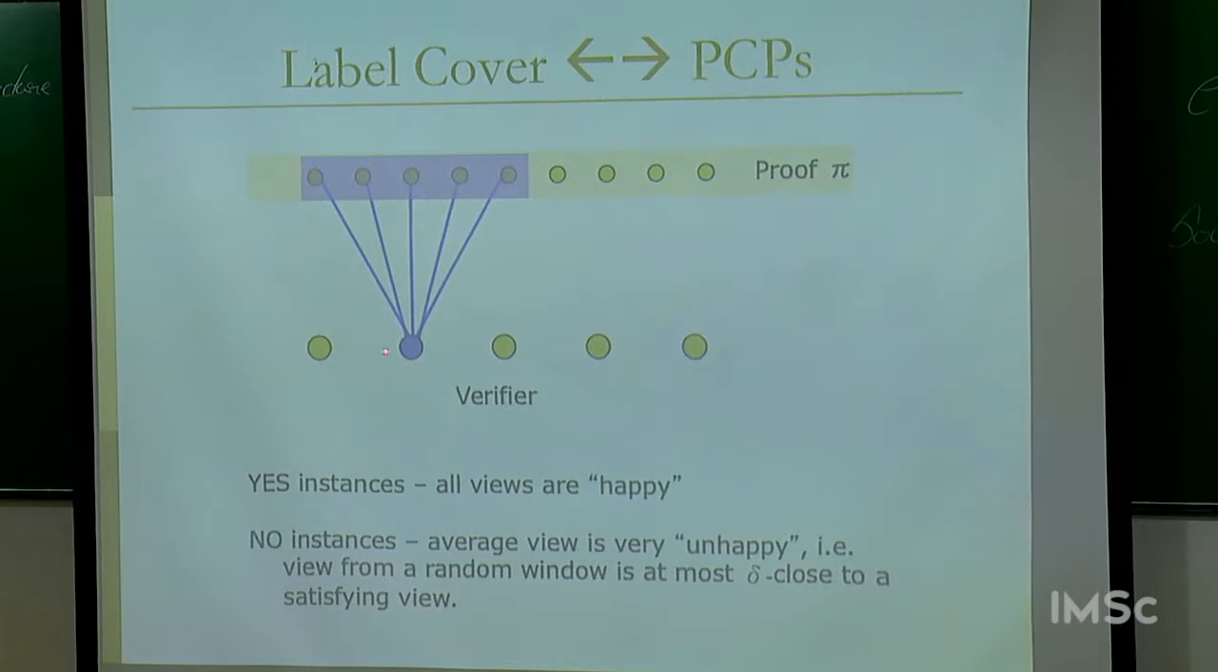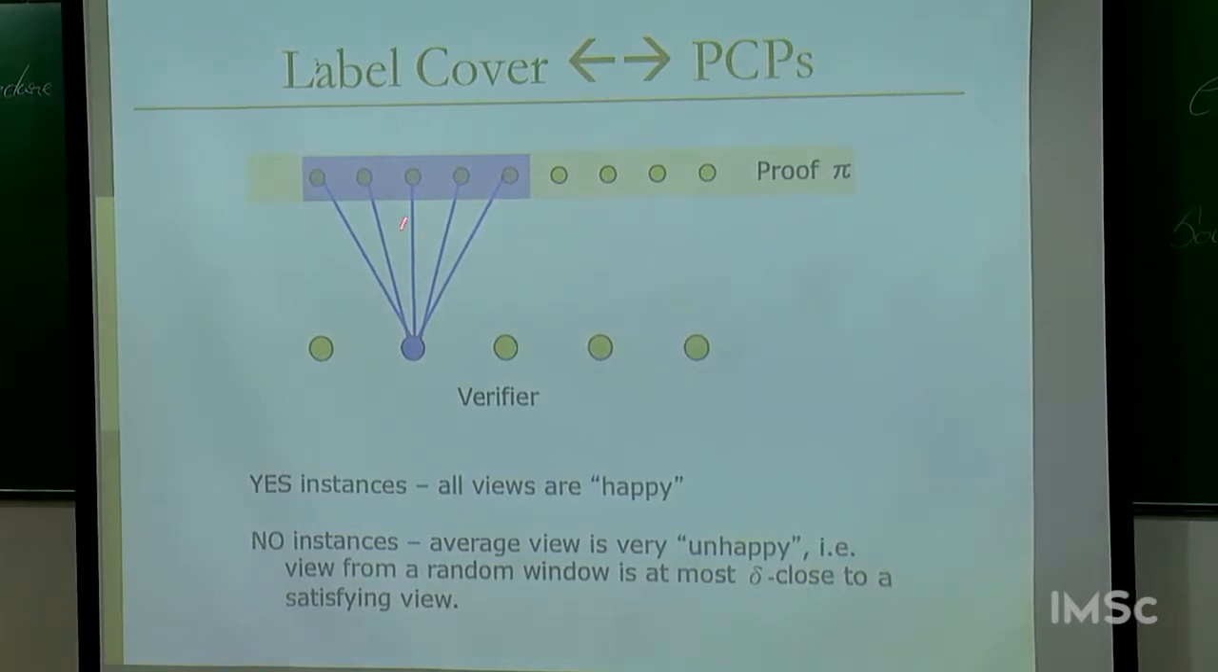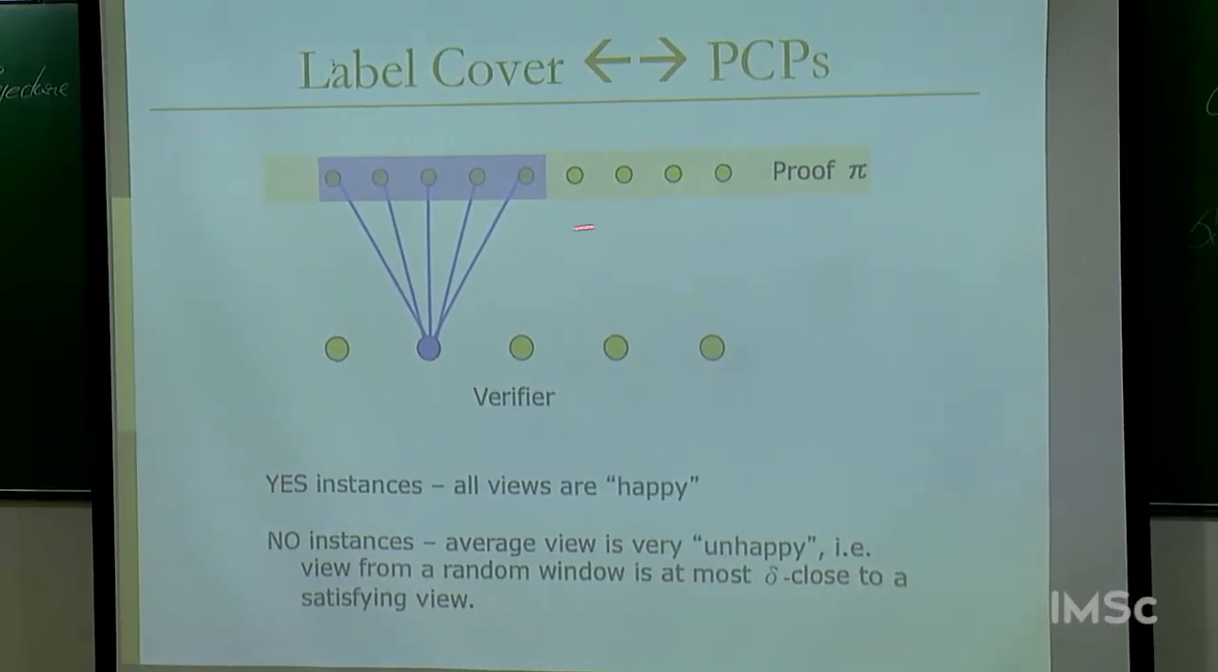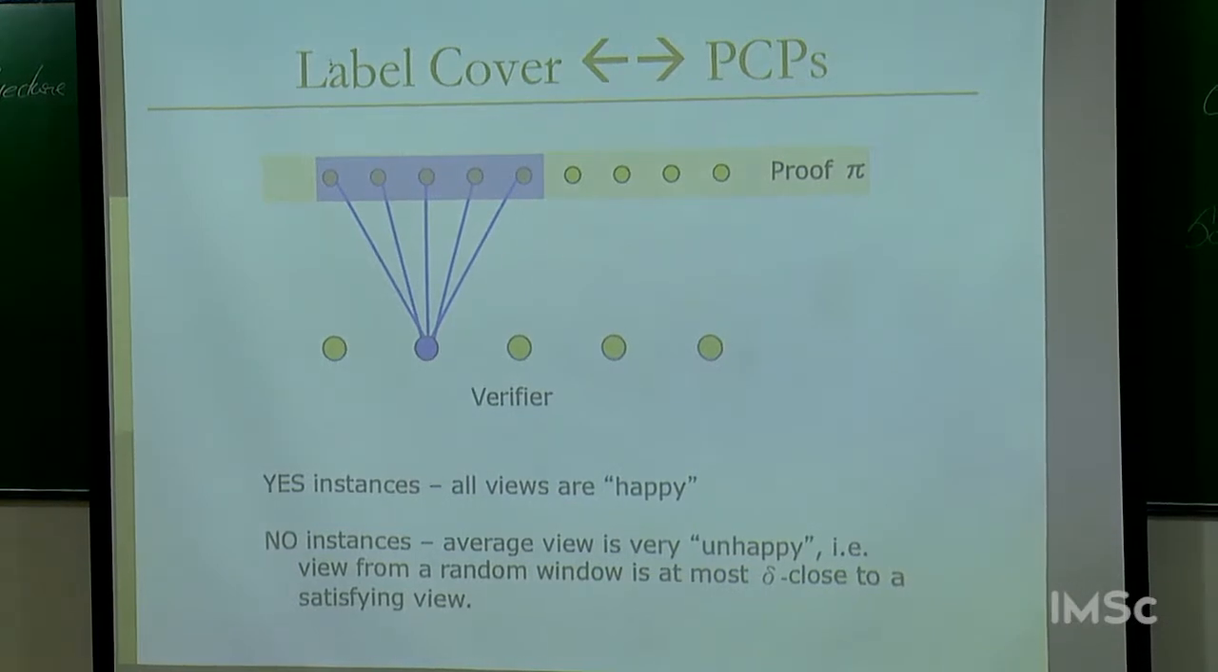What happens in the no instance? In the no instance, we know that the number of edges that are satisfied is at most delta. That's what the label cover instance gives us. So in fact, the average view is very unhappy. A view from a random window is at most delta close to a satisfying view. That is, if you look at most edges, no matter what proof you give me here, you will only satisfy a delta fraction, or 0.99 fraction, of the edges. That's what the hardness of label cover says.